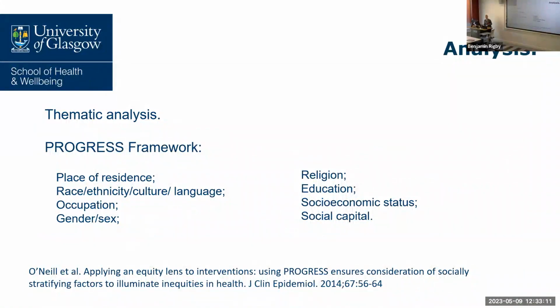After we'd done our initial analysis and fed that back as they were developing and informing the development of these tools, we then conducted a thematic analysis, and we were interested in looking at issues of equity. So we used the Progress Framework, which draws attention to these different characteristics, including race, ethnicity, culture, occupation, gender, sex, religion, education, and socioeconomic status. And we were particularly interested in these, and also in terms of urban and rural issues.